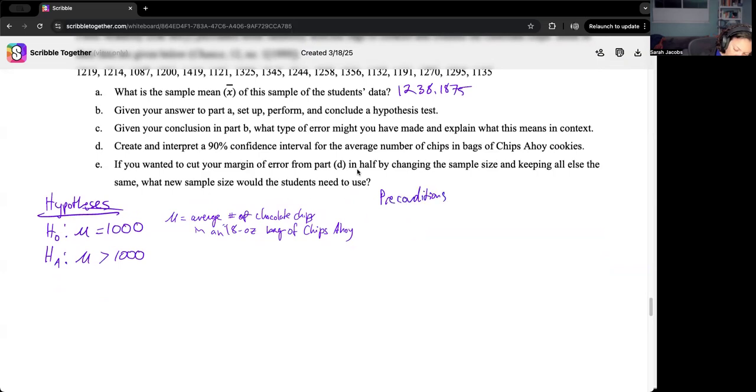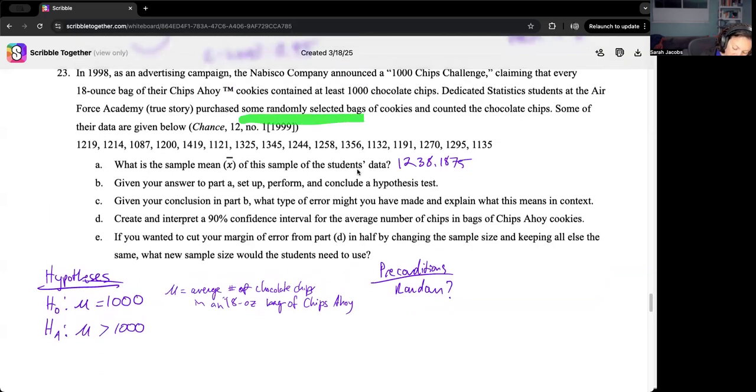I'm going to save some room here. Random: randomly selected bags of cookies. The problem states randomly selected. And this is not an experiment because we're just collecting data.